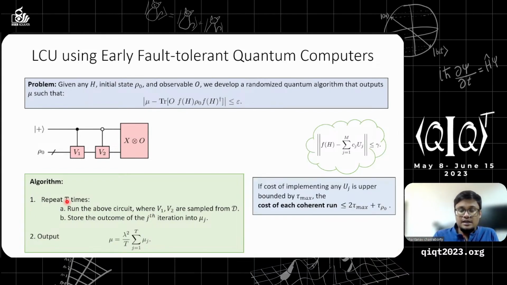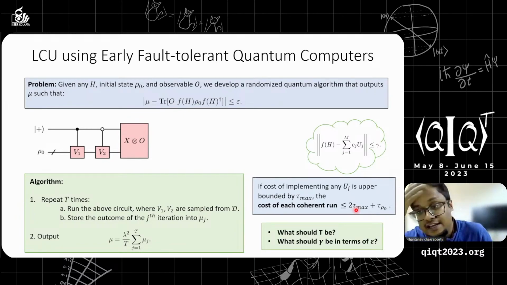All right. So what is the cost of running this algorithm? What is the cost of each run of this algorithm? Well, the cost of each run will basically be the cost of implementing V1 and V2, right? And V1 and V2 depend on the UJs that you want to implement, and these UJs are going to have their own circuit depths and their own cost. So for any run of the algorithm, if the cost of any of these UJs is upper bounded by tau max, then the cost of each coherent run is the state preparation cost plus 2 times the maximum cost of implementing the unitary. This is pretty simple because any UJ's cost is upper bounded by tau max, so the total cost is going to be 2 times tau max plus the state preparation cost, which is tau of rho 0, right?